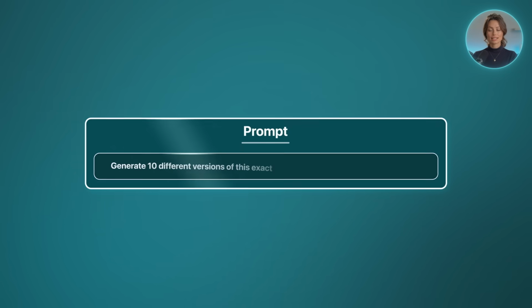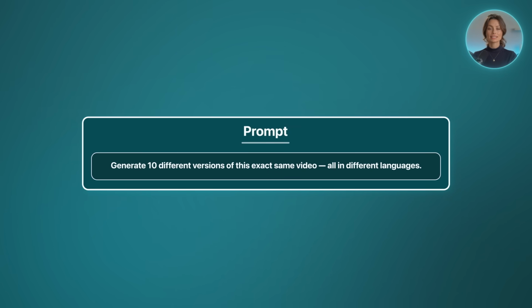Then I asked it to generate 10 different versions of this exact same video, all in different languages. And from there, it handled the entire process on its own. It generated a brand new voiceover for every single language we asked for, and then regenerated each version of the clip separately inside Higgsfield. And this is what the Spanish version looks like.